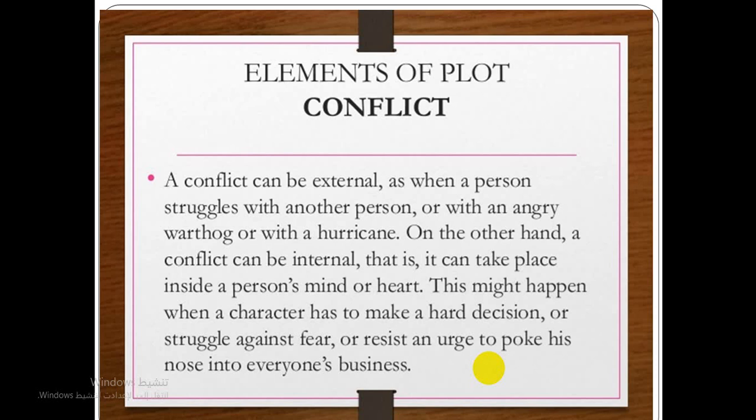Therefore, in interpreting or reviewing the plot of a short story, you may have to ask and answer such questions as: what is the central conflict of the story? Why does the conflict occur? What larger meaning or picture is suggested by the way the conflict is resolved?